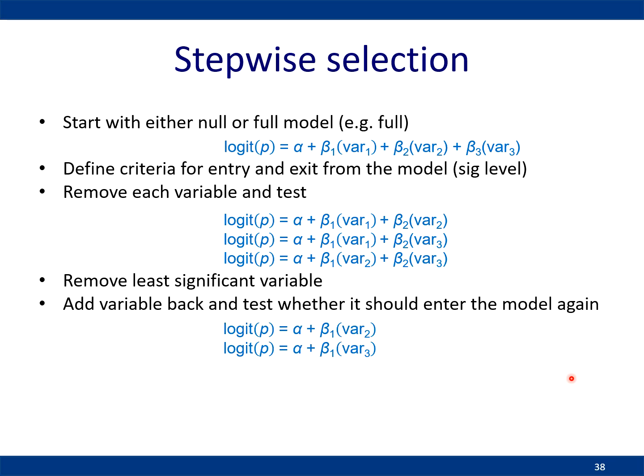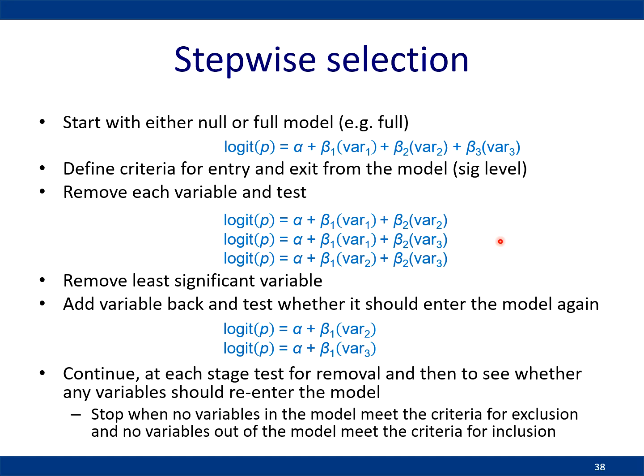We would then look at whether that variable should be added back in. So of course in this instance, in the first step, it's unlikely that that would re-enter if we've specified different p-values for entry and exit. However, at later stages you might find that variables that were removed earlier in the process then re-enter the model later on after other variables have been removed. And we continue this process of removal and then entry into the model until all our criteria are satisfied. So there are no other variables that meet the criteria for entry into the model and no other variables that meet the criteria for exit from the model.